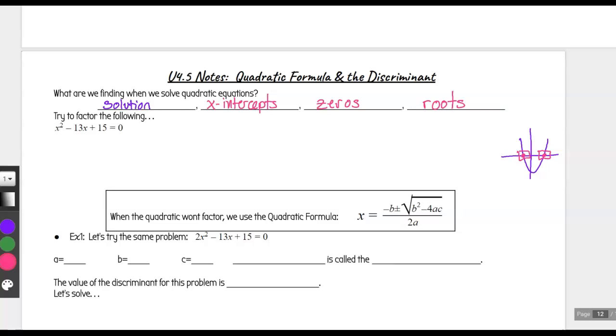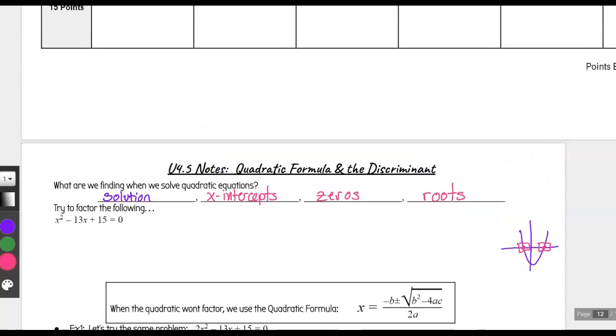All right. Now, last class, what did we learn how to do? Factor. What's the point of factoring? Why do we do it? Why do we factor?